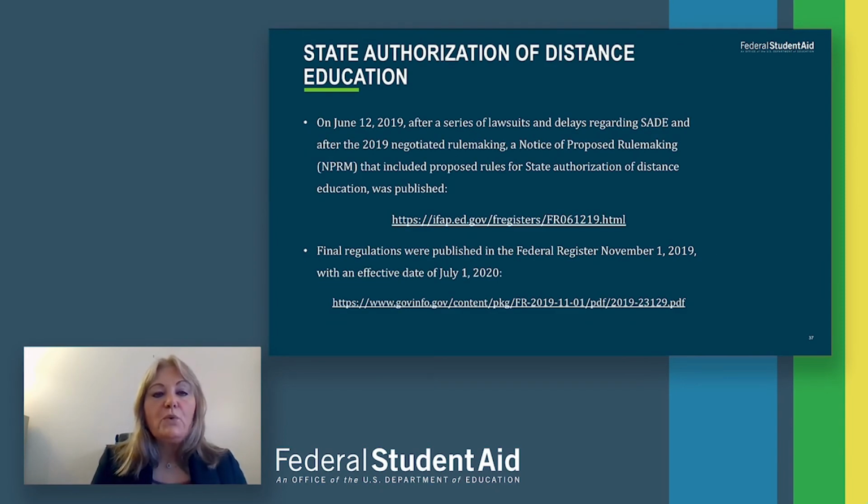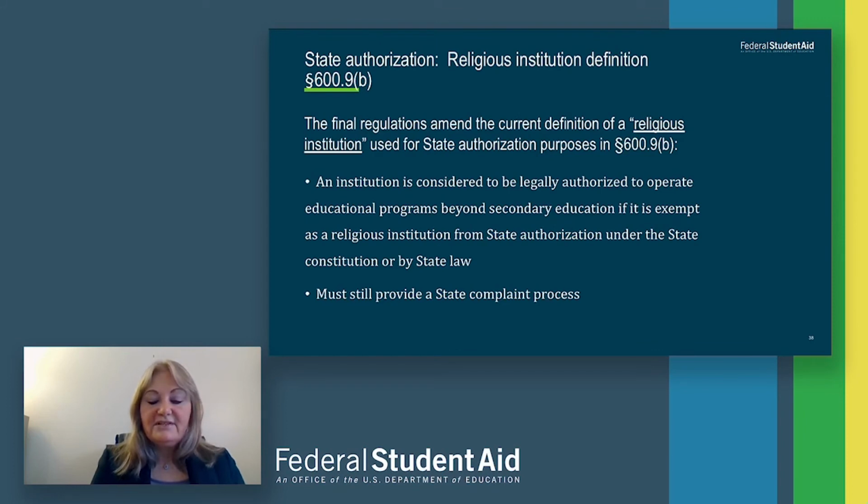On June 12, 2019, after a series of lawsuits and delays regarding state authorization of distance education, and after the 2019 negotiated rulemaking, a notice of proposed rulemaking that proposed rules for state authorization of distance education was published. Final regulations were published on November 1, 2019, with an effective date of July 1 of 2020. So what is contained in the final regulations?